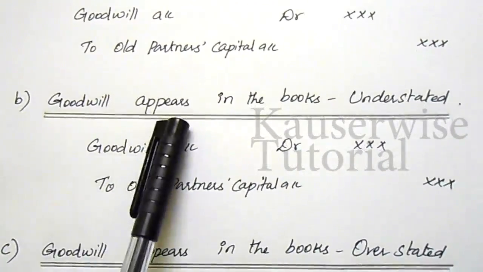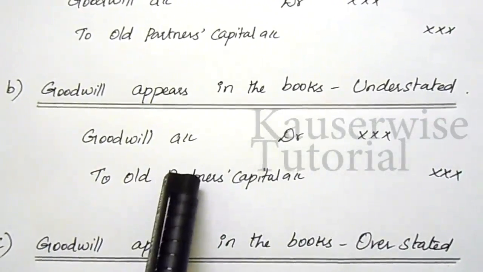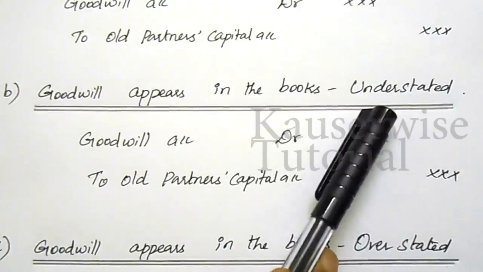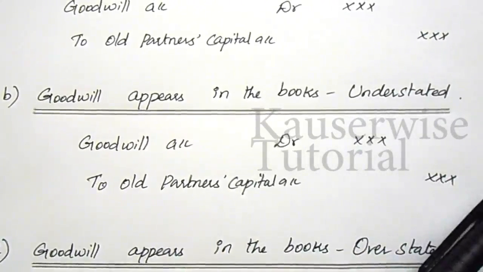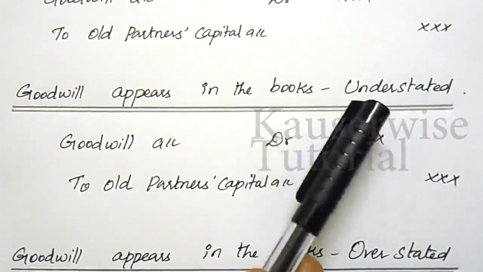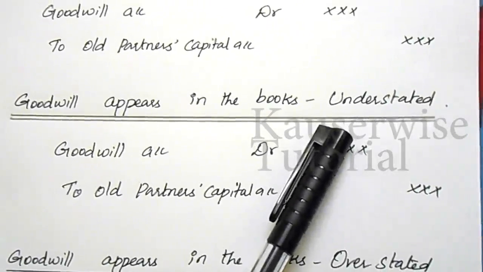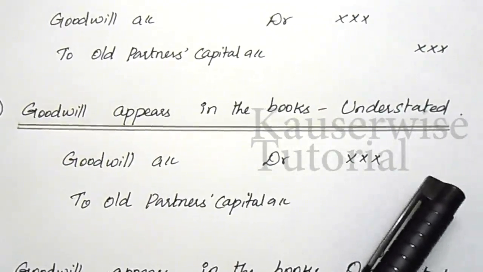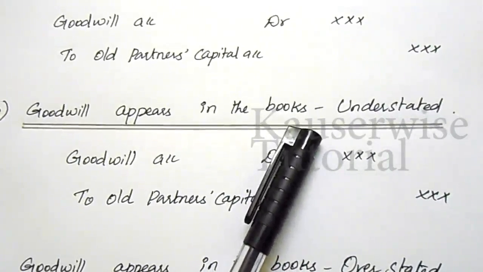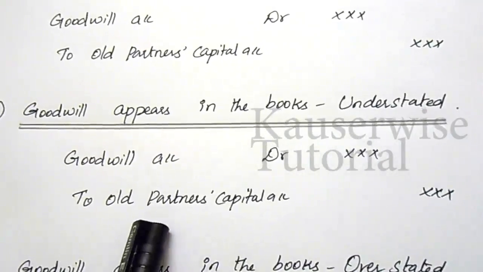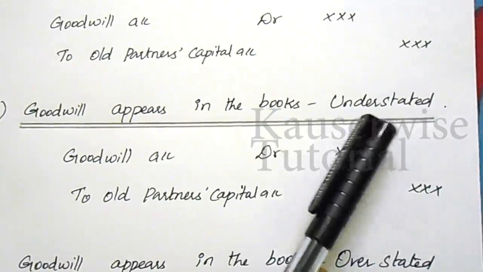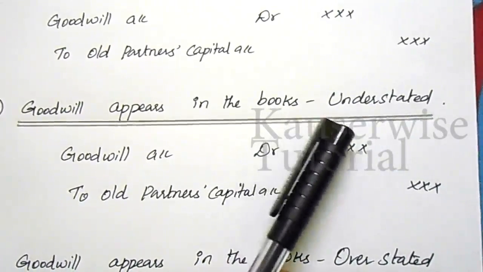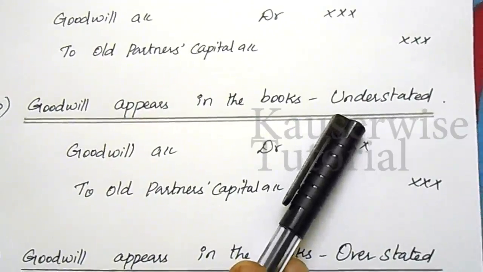Second scenario, goodwill appears in the books understated. Now they are raising the goodwill value. Already they are showing some amount as goodwill under the asset side, but that amount is understated when compared to the revised value of goodwill. The old value, that is the balance sheet value, is understated. In such a case, find the difference between the revised value of goodwill, which is shown under adjustment, and the existing value shown under the asset side. The difference will be transferred to old partners' capital account. Understated means the revised value is more than the book value, so in their old balance sheet they are showing a lesser value than the revised value.